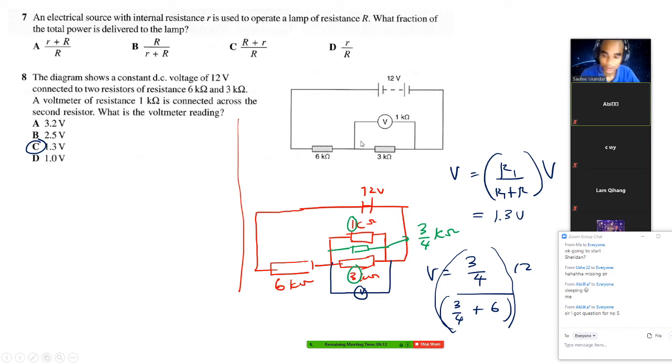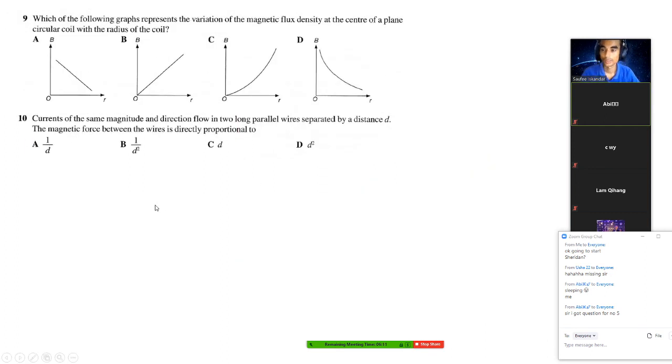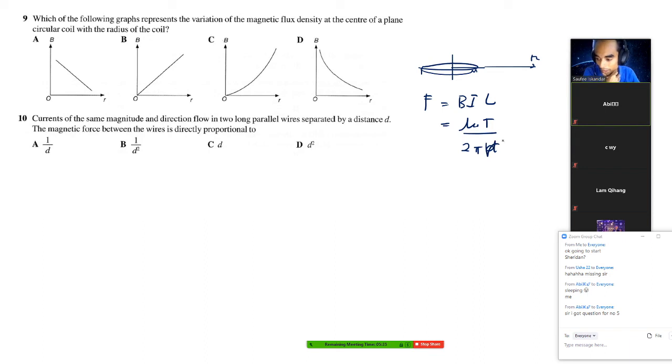Okay. Now, question number 9. Represent the variation of magnetic flux density at the center of a plane circular coil. We have a coil with a certain radius r. It doesn't say that it is outside the coil, so this one will be the center. So we know that F equals BIL, and B is mu naught I over 2 pi r.